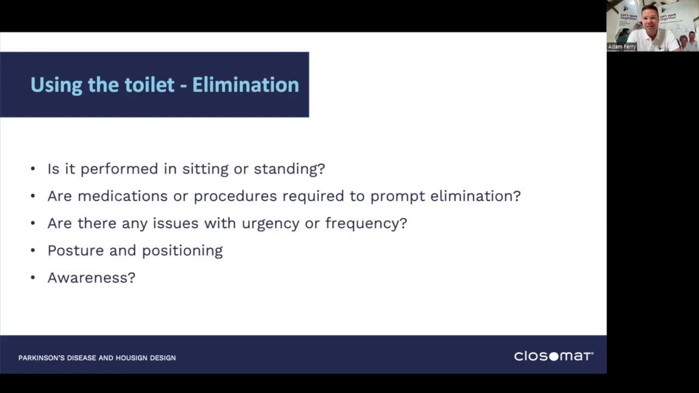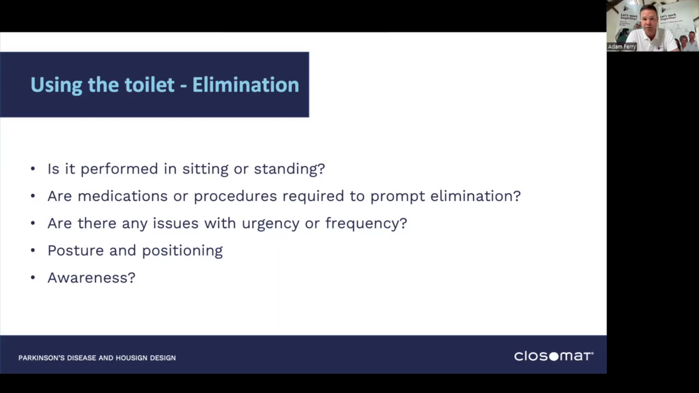Is the actual act of passing urine or moving your bowels performed in sitting or standing? Make no assumptions. Are medications or procedures required to prompt elimination? So, do they have a bowel management program, for example, if they are incredibly constipated and they use something to get their bowels moving? On the flip side of that, do the medications they take or change impact on their toileting at all, and how they move their bowels, or on their frequency of passing urine?